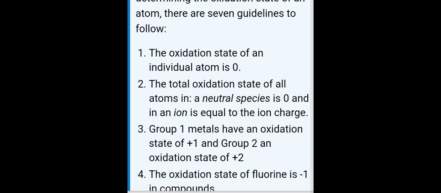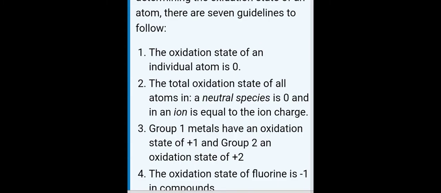The oxidation state of an ion is equal to the ion charge. If CuO and MgO in the previous explanation collectively have no charge, 0 charge. But in ionic form, if the charge is written, like Mg2+, then the oxidation state of Mg is +2. But in the previous example, Mg alone has 0.